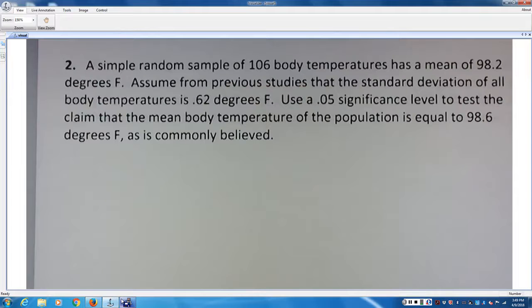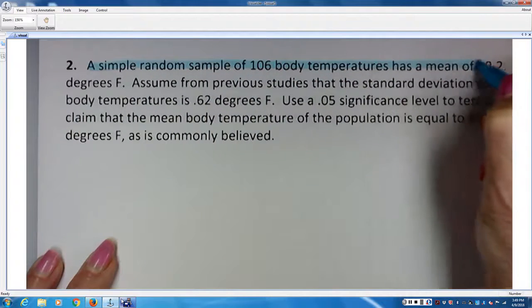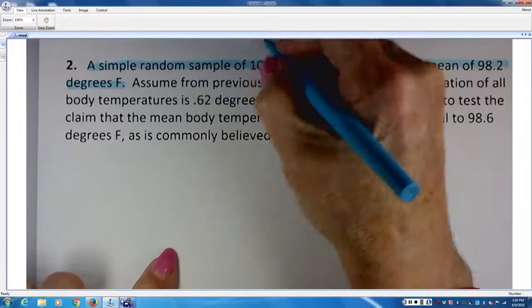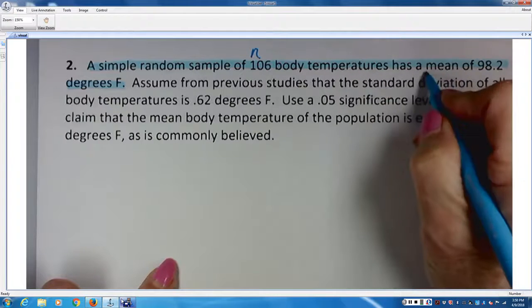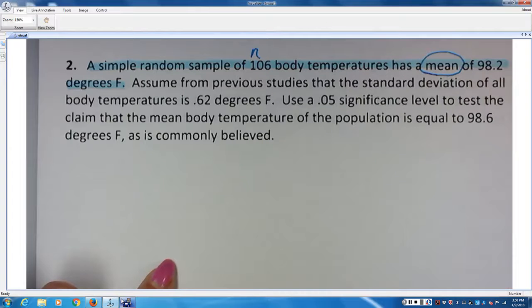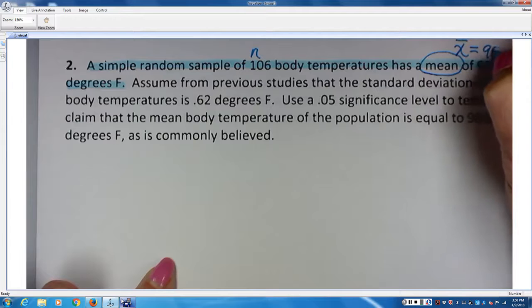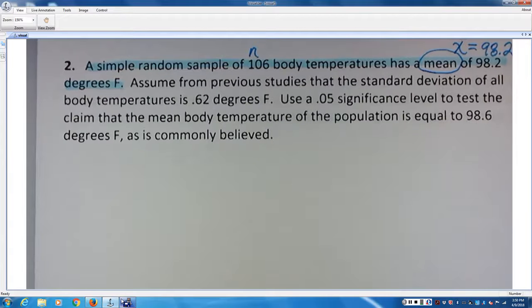The first sentence talks about a simple random sample. So that's everything we know about the sample right there. We know that n is going to be equal to 106. And we know that the problem is about a mean, and that mean is 98.2. So we're going to write that down and hang on to it.